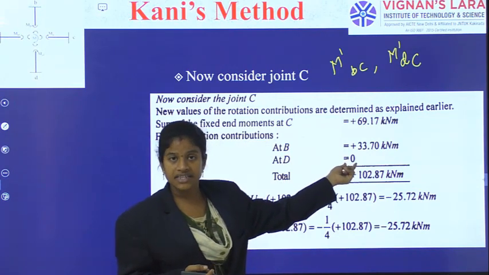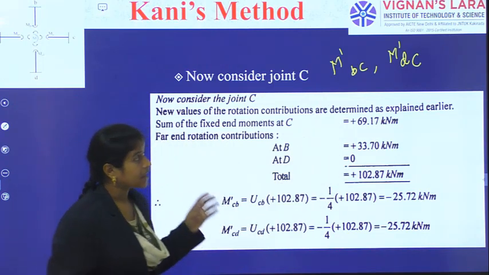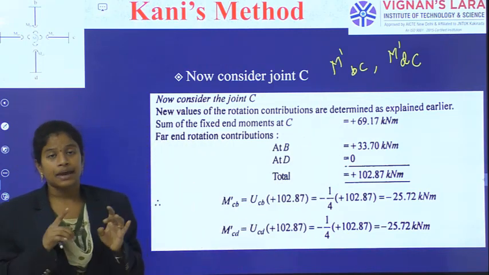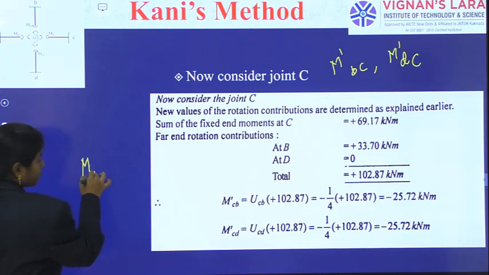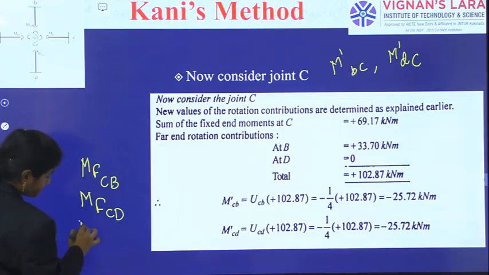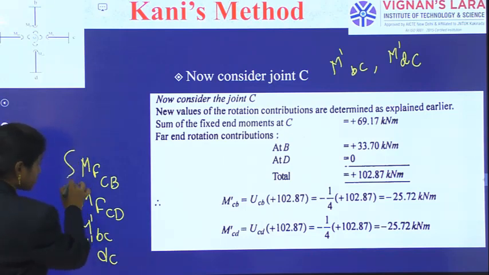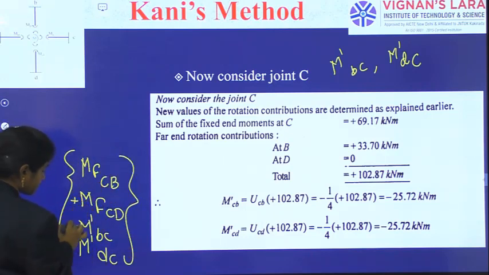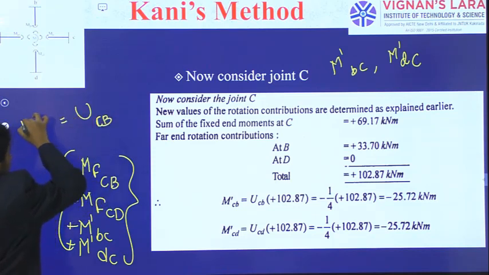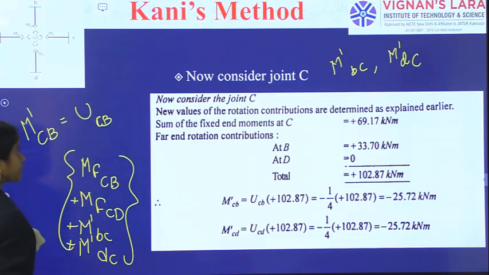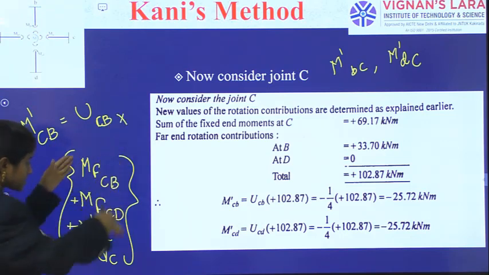This you know, right? It is a fixed end. So summing up all these values, M dash BC, M dash DC, MF BC, MF DC, MF CB, MF CD, M dash DC. Summation of all these quantities into U. What are you writing? UCB is equal to M dash CB into this quantity, the summation of all these things.